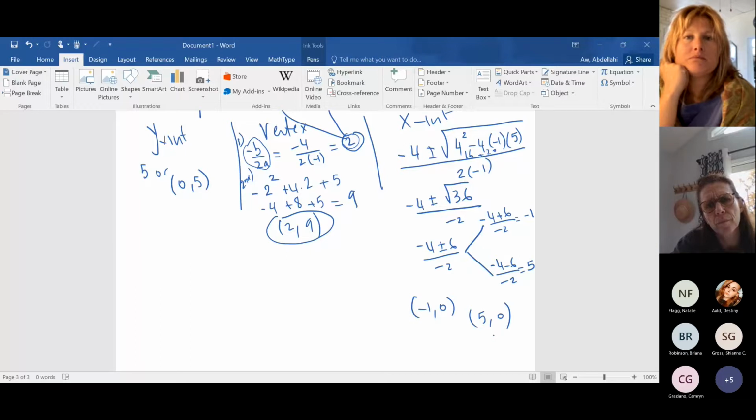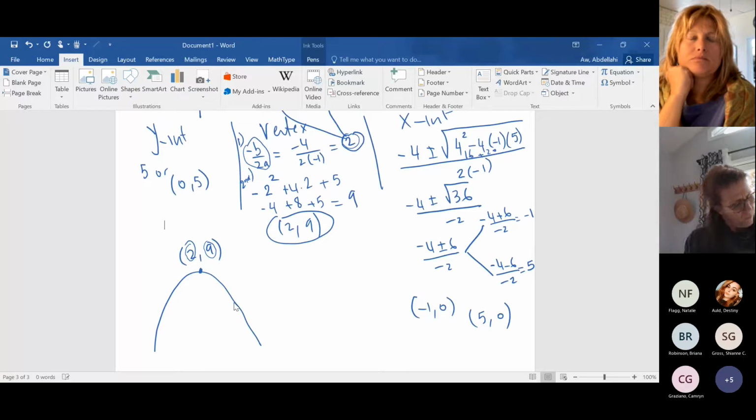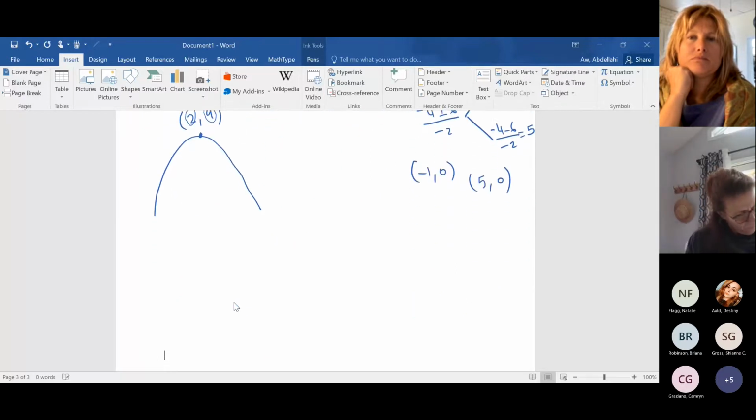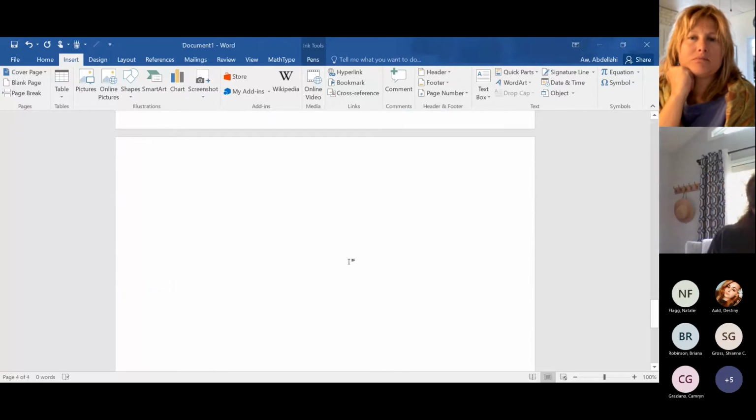Okay, so I'm not going to graph this one, but this is how the graph looks, right? And that point is 2, 9. It tells you the maximum value is 9, reached when x is equal to 2, right? Okay, so now go ahead and we try some applications. Applications, like a couple of word problems.